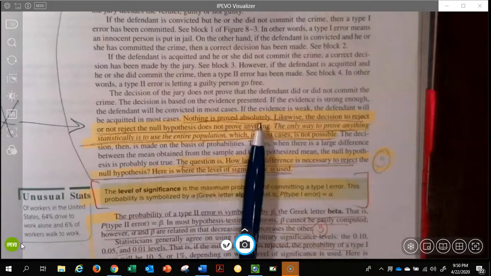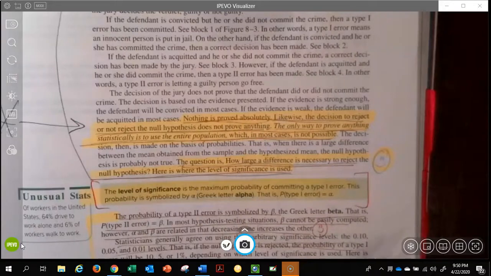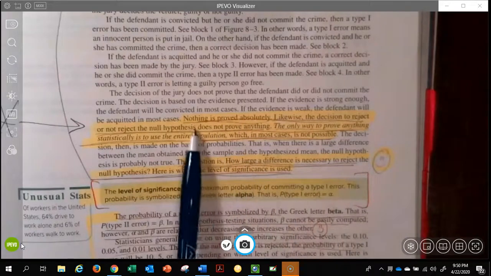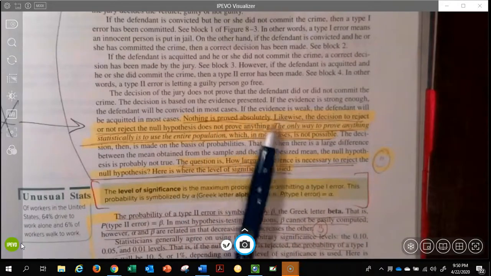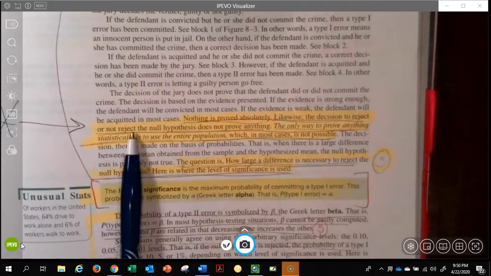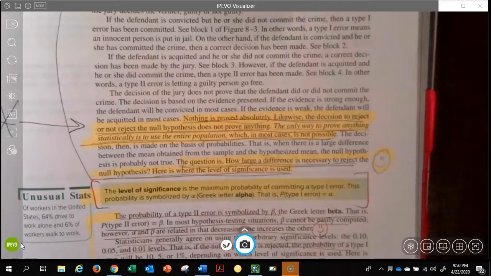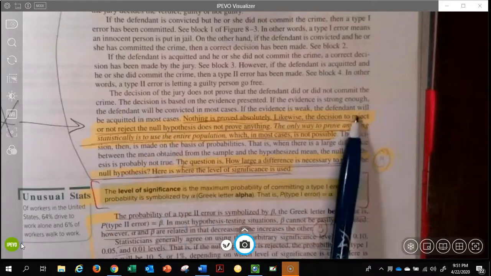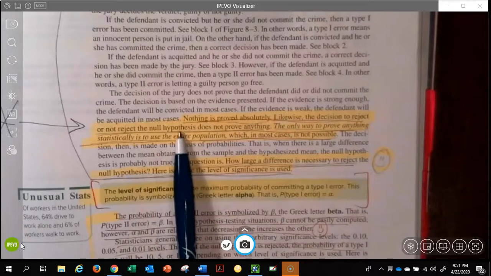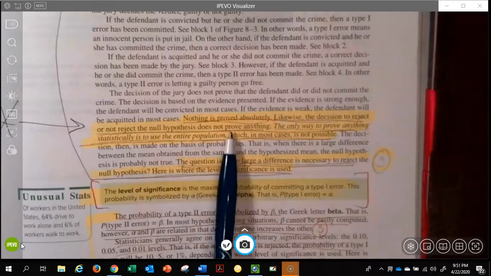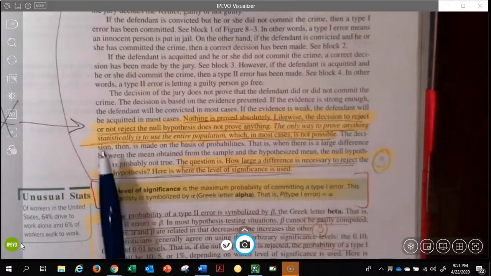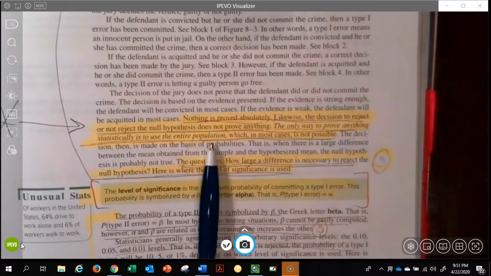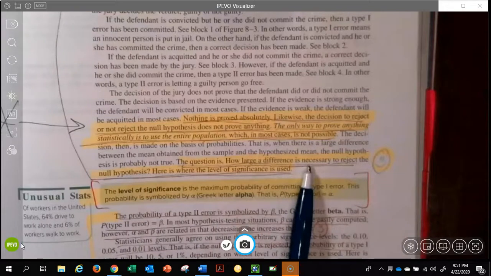Nothing is proved absolutely. With what we're about to do, called hypothesis testing, keep in mind that nothing is proved absolutely. Likewise, the decision to reject or not reject. This is probably unfamiliar terminology to you, but we've got to learn it. We've got to walk in it, absorb it, that there are going to be these phrases: we will reject or not reject the null hypothesis. It doesn't prove a thing. The only way to prove anything statistically is to use the entire population, which in most cases is not possible.